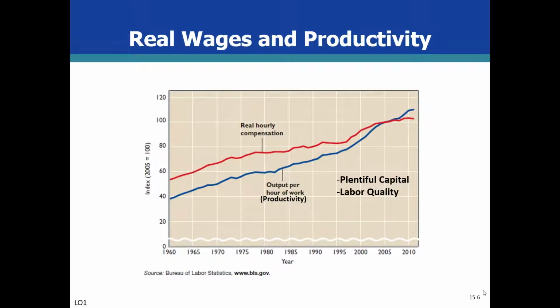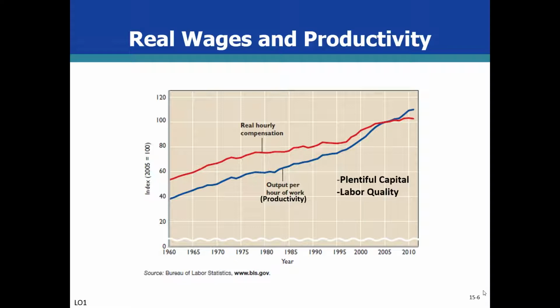Real wages have gone up in the United States over an extended period, as I've mentioned, and the increase is closely correlated with the increase in the output per hour of work, or the productivity of the workforce. In terms used from previous lectures, the marginal product of labor has increased significantly over the time frame shown on this graph.